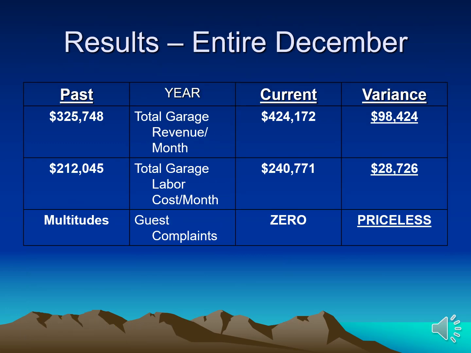So our results for the entire December, you can see that the garage revenue went up $100,000. The total garage labor went up $29,000. The guest complaints remained at 0 because everybody's car was being parked. But we made $70,000 in profit for the month of December.